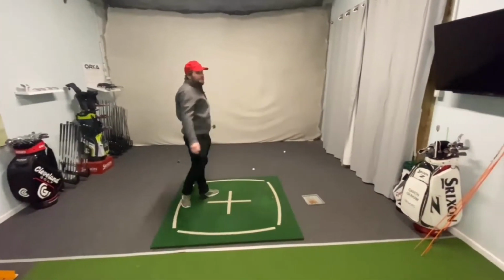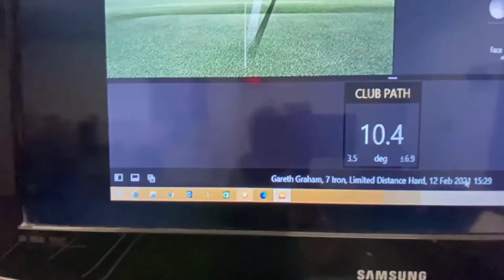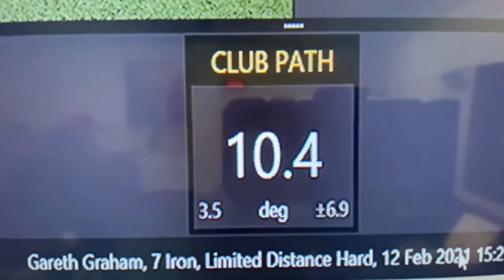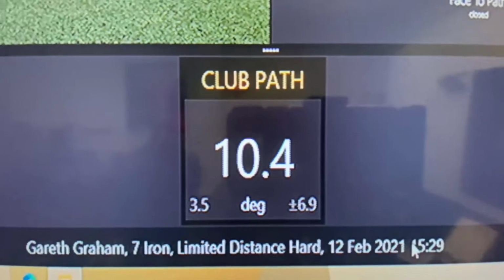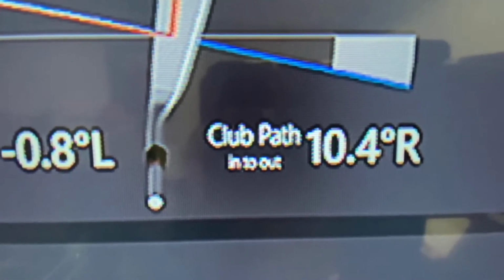So that one was in to out, but the club face was way open. And what happens? All of a sudden there, we are now 10.4 degrees. See where there's no minus? So that means that the path is now out to the right of the target. Let's have a look. So it's in to out by 10.4 degrees, and it says out to the right.